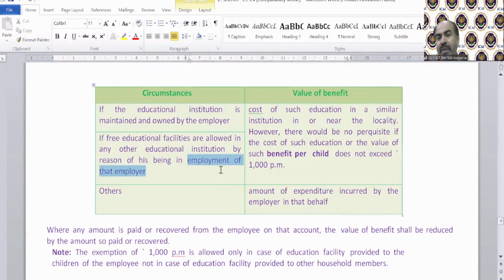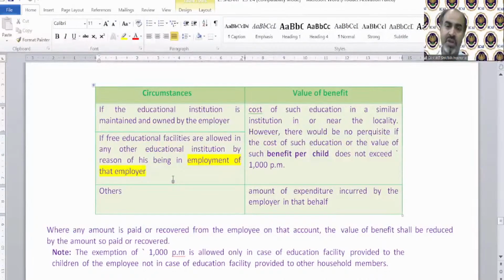So if the school is maintained by the employer, or because you are the employee of that employer some educational institute is providing your child free education, in that case the provision is the same: cost of such education in a similar school. So we will find out what is technically the market value of that fees.